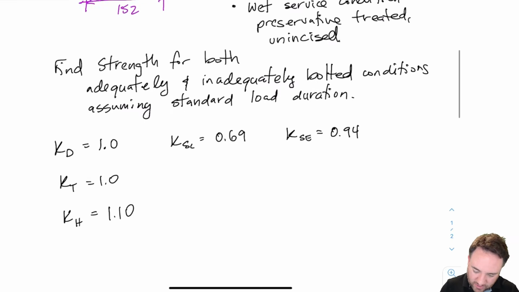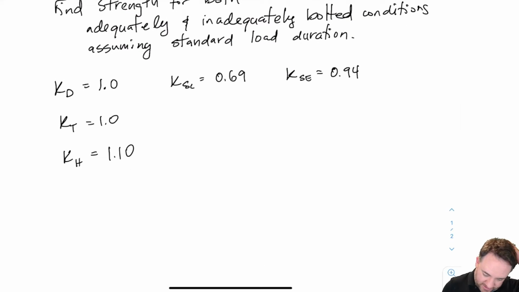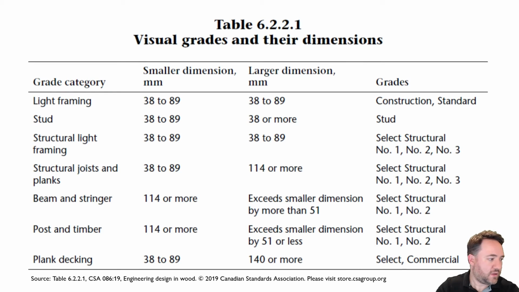Okay, so now that we have those, let's go and find the strengths of our member for this particular size. So remember that our size is 38 by 140. Now make sure we're going to find the strengths of the actual pieces. Okay, so I have 4 of these all stuck together. When I go to find my strength, whether I'm considering it as a built-up section or not, it's the strength of the ply that matters.